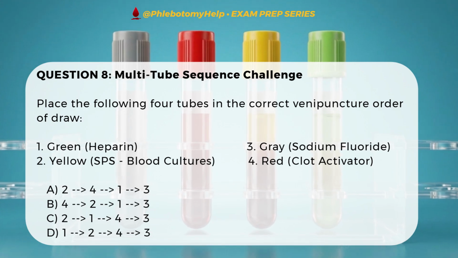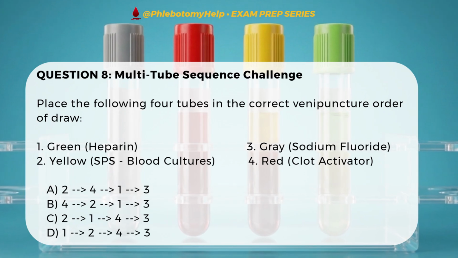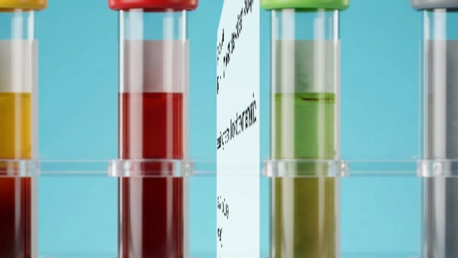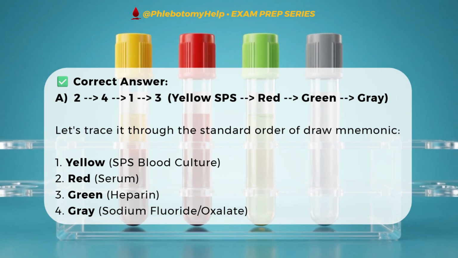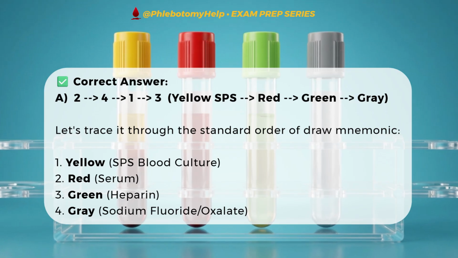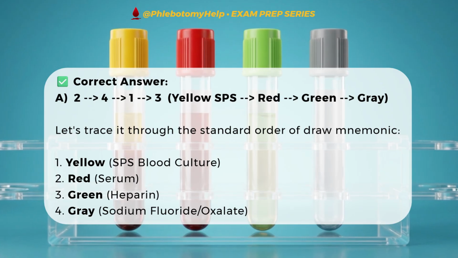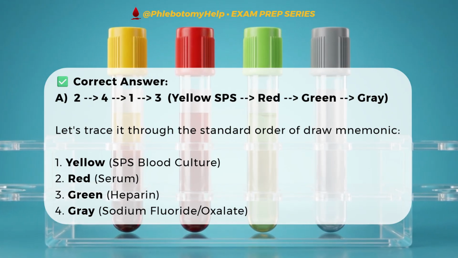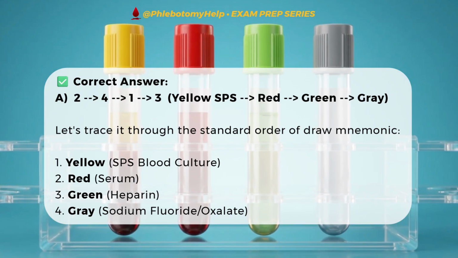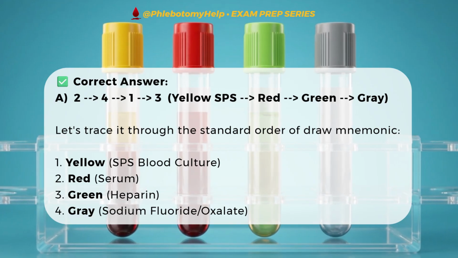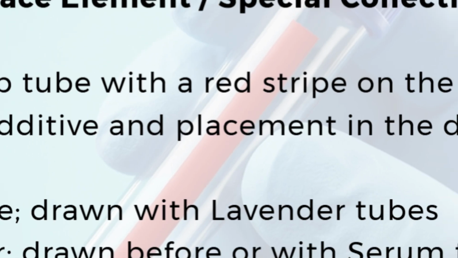Question 8. Place the following 4 tubes in the correct venipuncture order of draw. The correct answer is A. 2, 4, 1, 3. Yellow SPS, red, green, gray. Let's trace it through the standard order of draw mnemonic. 1. Yellow, SPS blood culture. 2. Red, serum. 3. Green, heparin. 4. Gray, sodium fluoride oxalate.